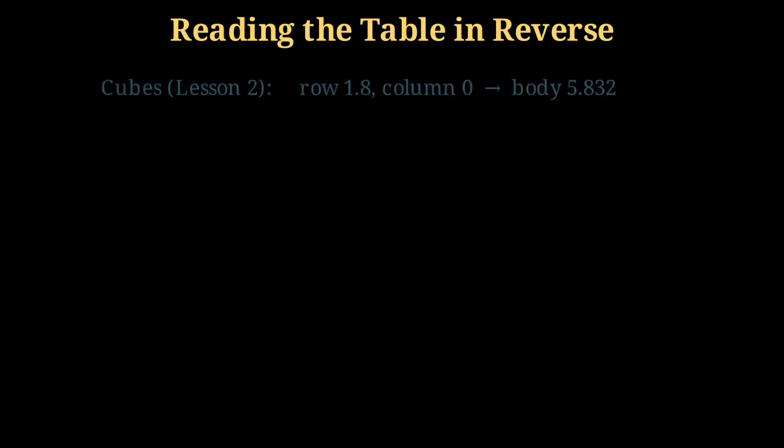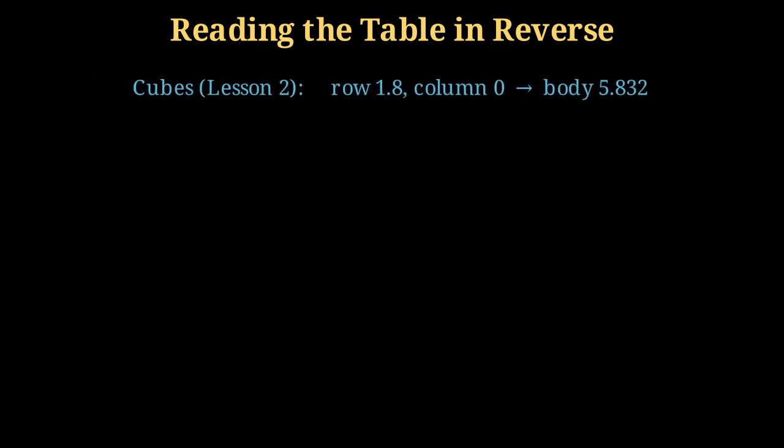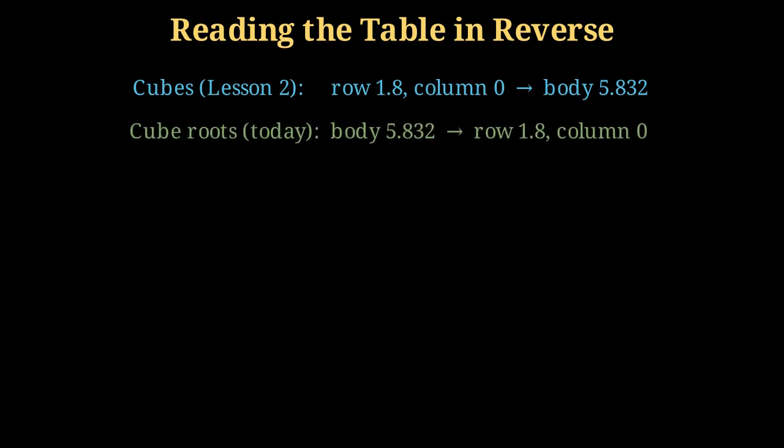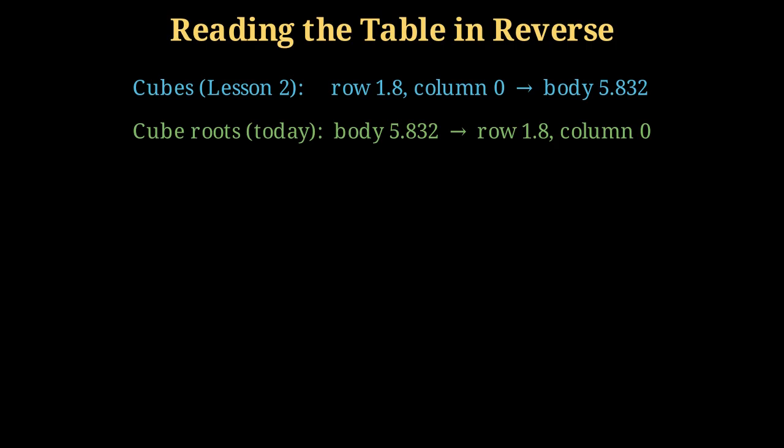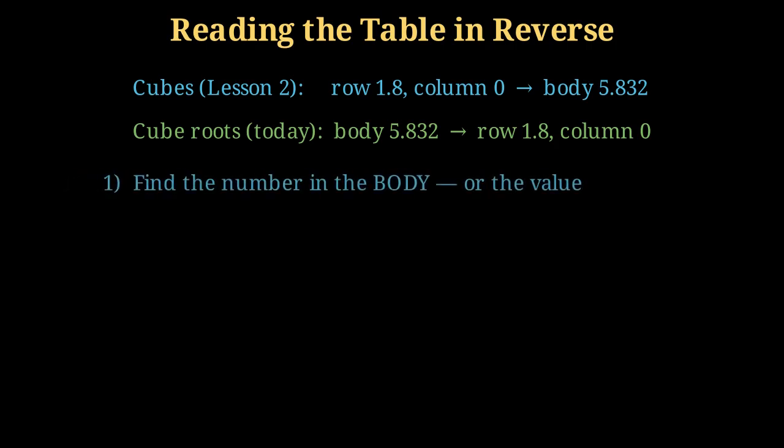Here is the whole secret of today. You already own the tool. It is the same table of cubes from lesson 2. We just read it in the opposite direction. For cubes, you started at the edges, row 1.8, column 0, and the body of the table gave you the cube, 5.832. For cube roots, you start in the body, find 5.832 inside the table, and the edges hand you the cube root, 1.8.